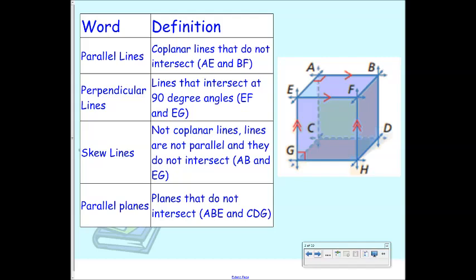Could I figure out the other angles here? How could I figure out C? Why is C 60? Yes, it is. Why, though? How do I know C is 60?